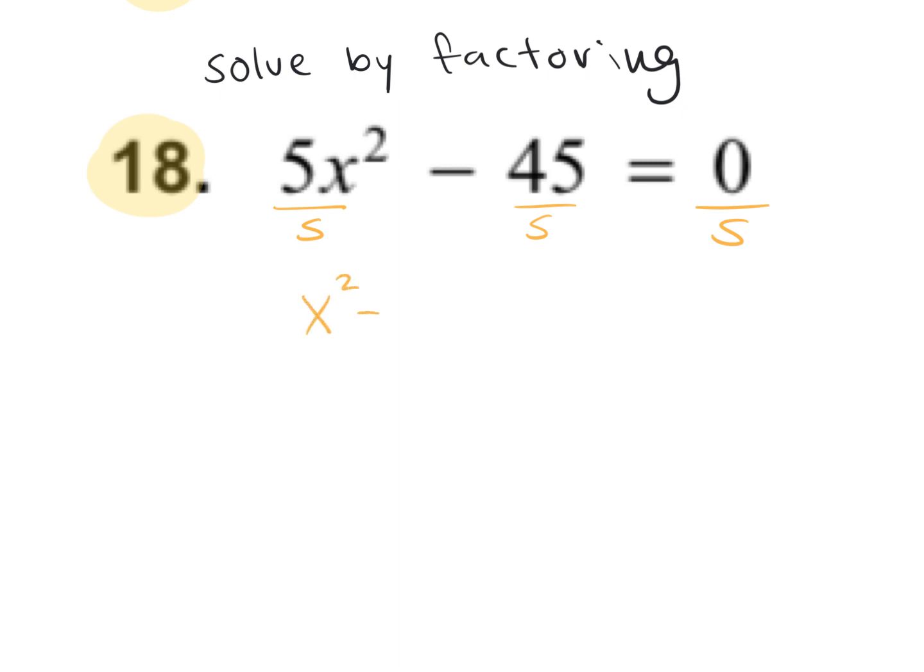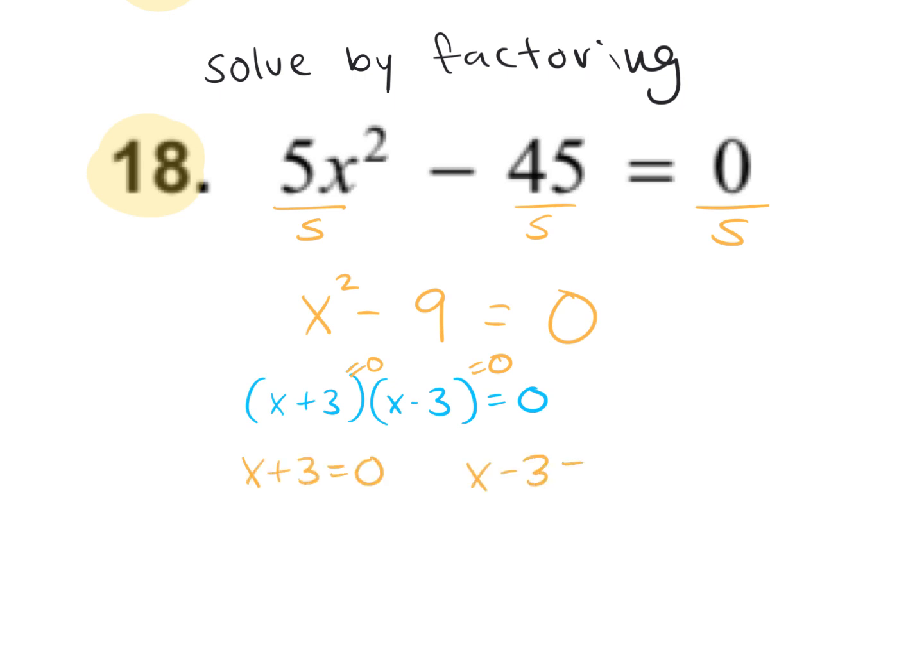So I have x squared minus 9 is equal to 0. Does x squared minus 9 factor into what? X plus 3 and X minus 3. It's the difference of squares, our favorite. So it factors into x plus 3, x minus 3. What would we do next to solve? Set them each equal to 0. So x plus 3 equals 0 and x minus 3 equals 0. So x is equal to -3 and +3.